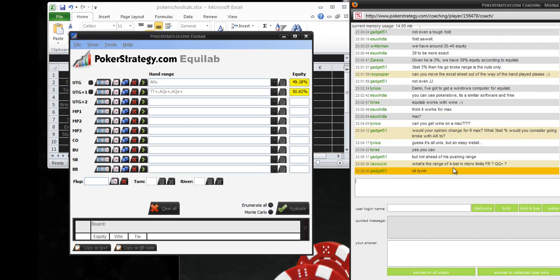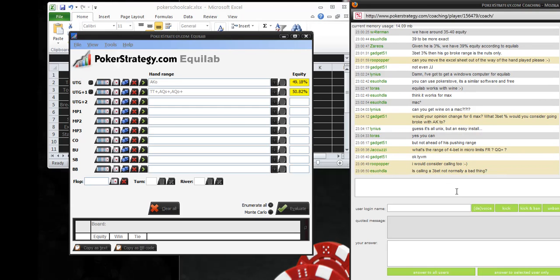What's the range of 4-bet in micro limits? Full ring, queens plus, jacks? I would say that it depends on the opponent, but mainly queens plus.